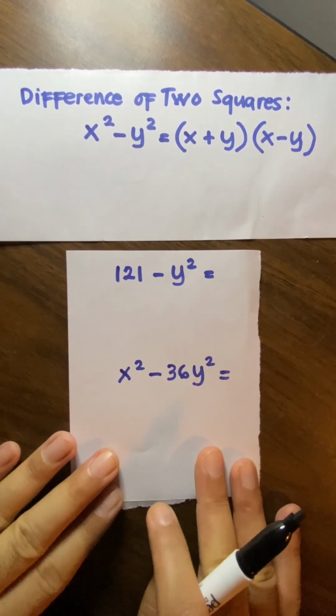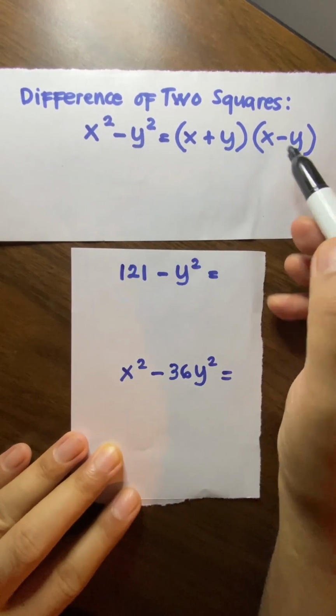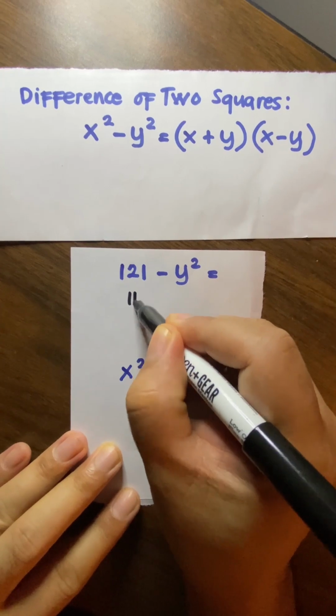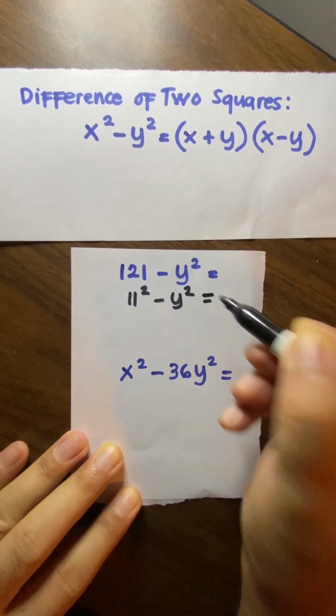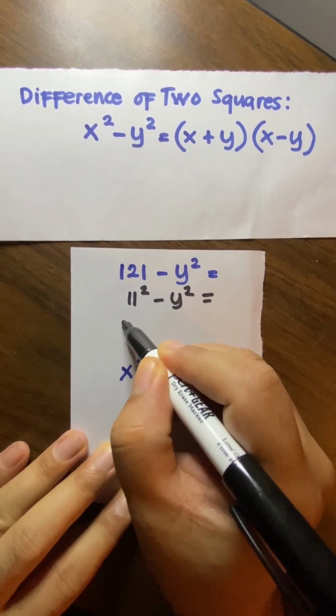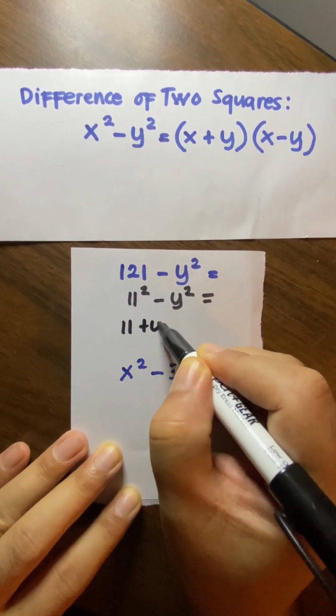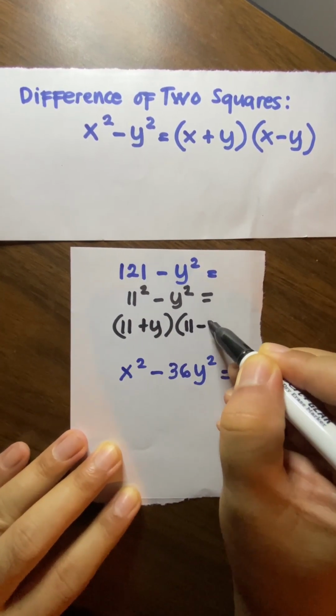Let us solve more problems. How do we solve this? Can we rewrite the expression to the same format above? Yes, we can. We write 121 as the square of 11. And now, by following the format for difference of two squares, the final answer is 11 plus y and 11 minus y.